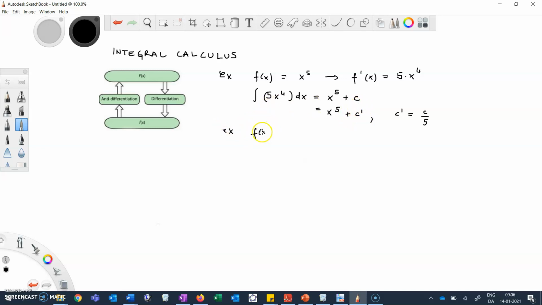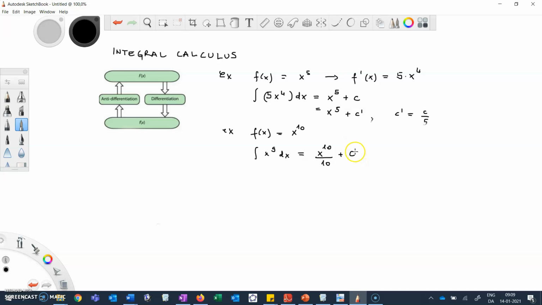Another example, of course, can be if we have x to the power of 10. In this case, we know that the integral of x to the power of 9 will just do the job, right? So we know that the antiderivative is going to be x to the power of 10 divided by 10 plus a certain constant. Notice that the constant, I can call it c, I can call it k, I can call it as I want.